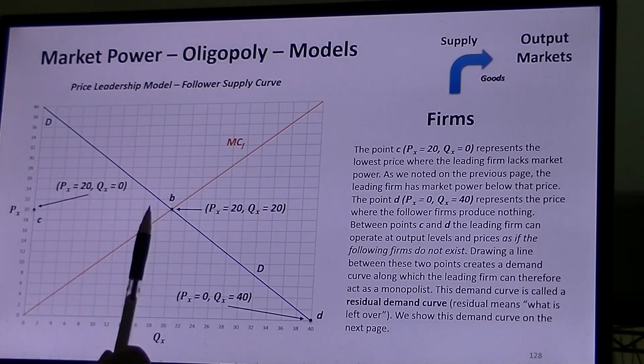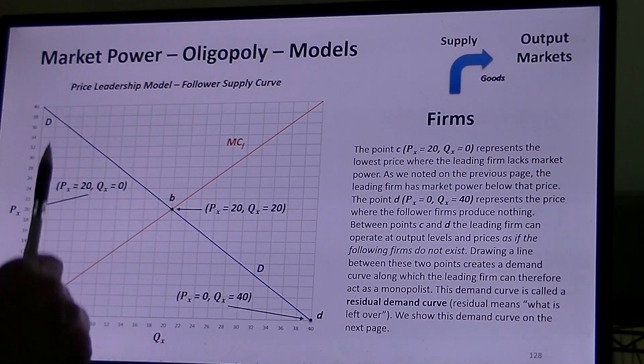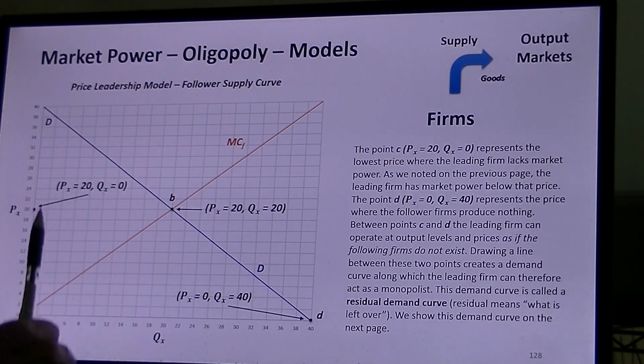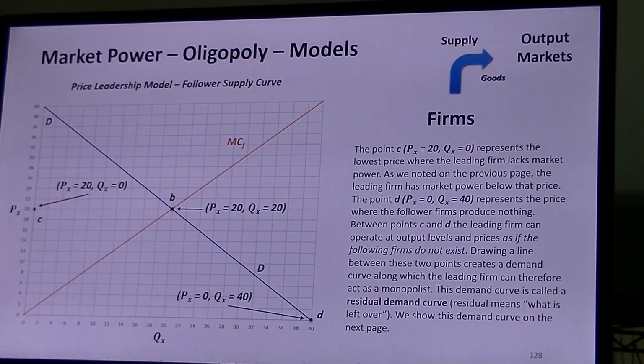The leader firm would be willing to produce at that price, and they would have total market power over the entire market. They would have monopoly power, but at a price of zero. So they certainly would have no incentive. They would get no profit. They could sell 40 units of the good at zero price, so they would have no profit here.